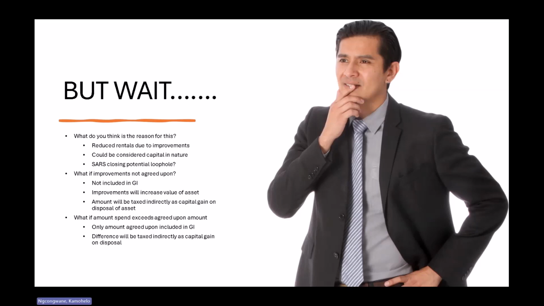So another important principle, that amount has to be agreed on. If the amount for the improvements is not agreed on, the commissioner can approach the courts and the courts can determine what's a reasonable amount that can be placed on these improvements, and the value that is determined is the value that goes into your gross income.